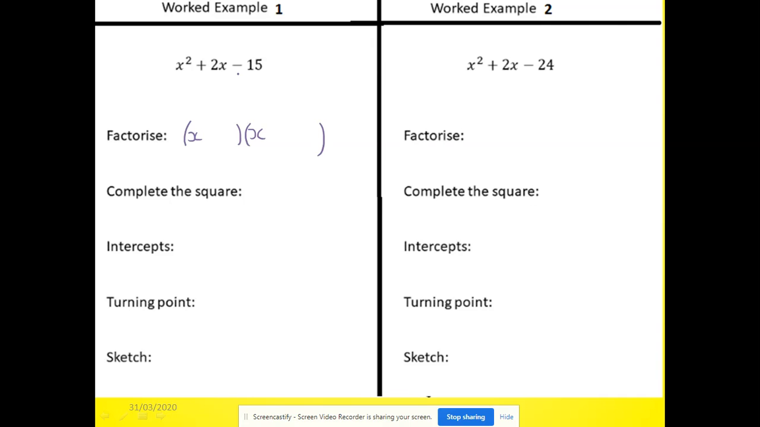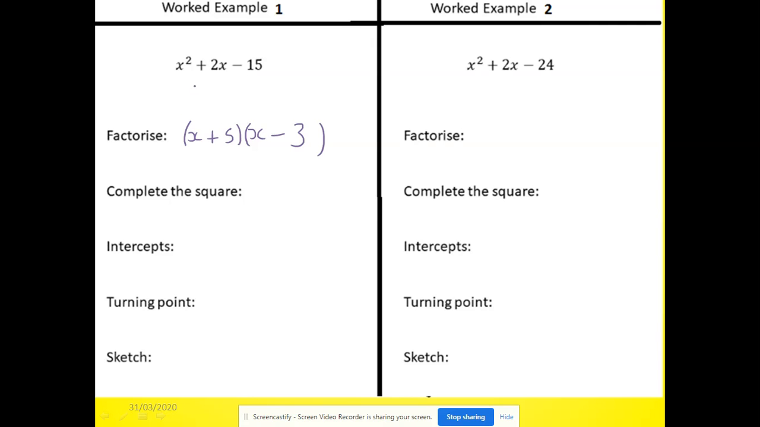So 5 and 3 is probably jumping to mind. One is going to have to be positive, one's going to have to be negative. So plus 5, minus 3. It doesn't matter what order you write that. If you wrote it the other way around, that's fine. So that's it factorized. Complete the square.